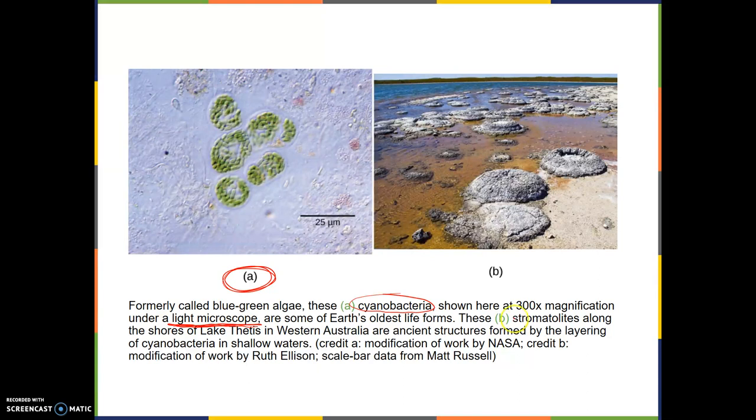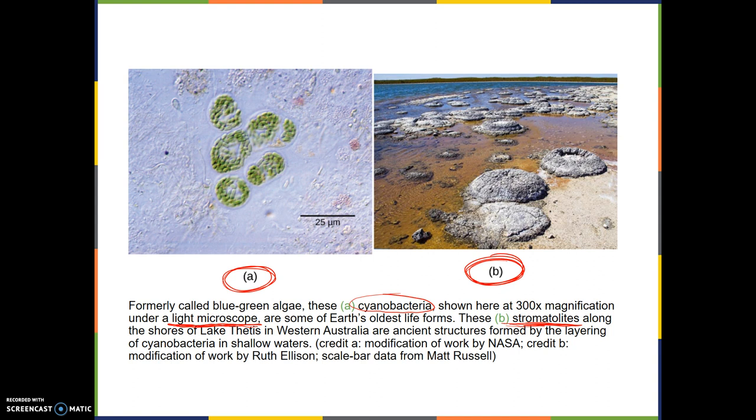Picture B is an image of stromatolites along the shores of a lake. And stromatolites form by the layering of cyanobacteria in shallow waters. So these stromatolites formed over many, many, many millions of years.